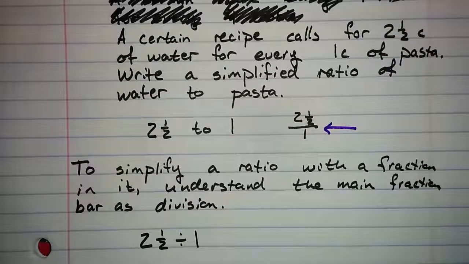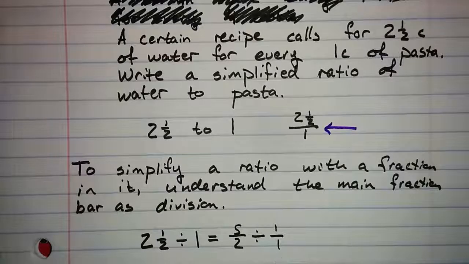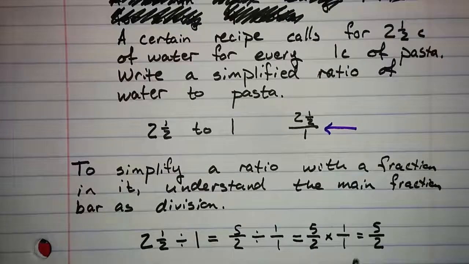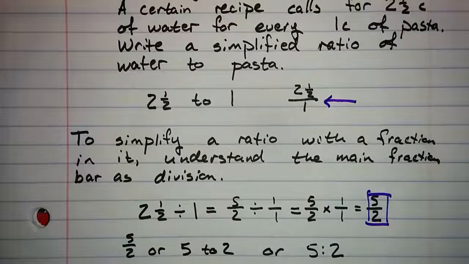If I'm going to do any multiplication or division to a mixed number, I want to make it an improper fraction. So this is 2 times 2 is 4, plus 1 is 5 halves, and 1 is 1 whole. Taking the reciprocal of 1 doesn't really change anything, but that's a step. So the simplified ratio, then, is 5 halves, or 5 to 2, or 5:2. We can also encounter decimals in this context.